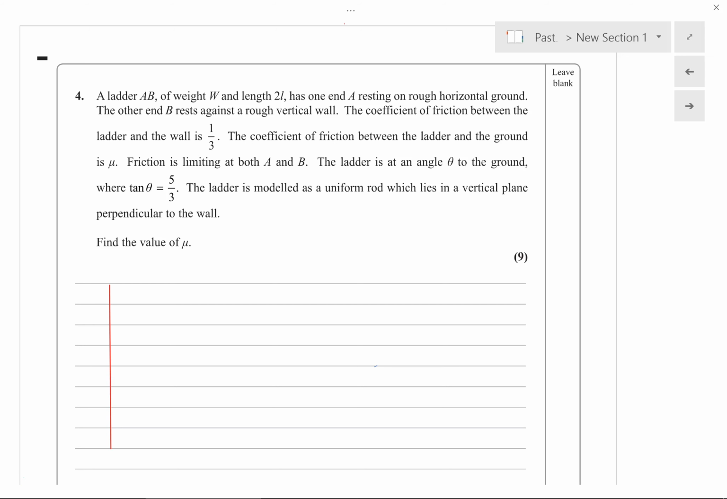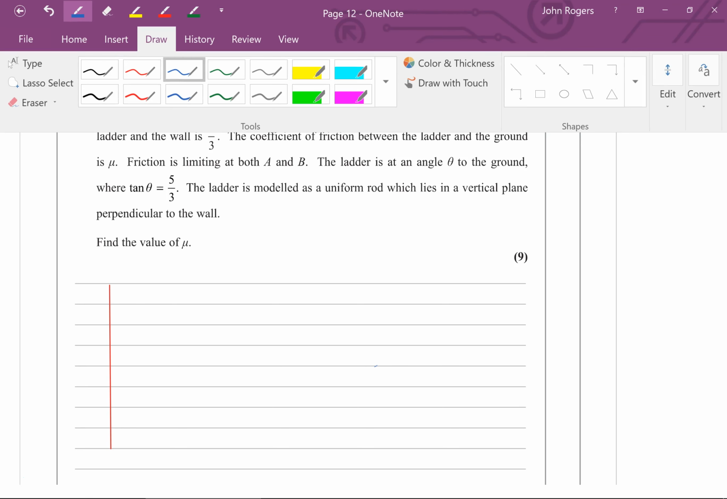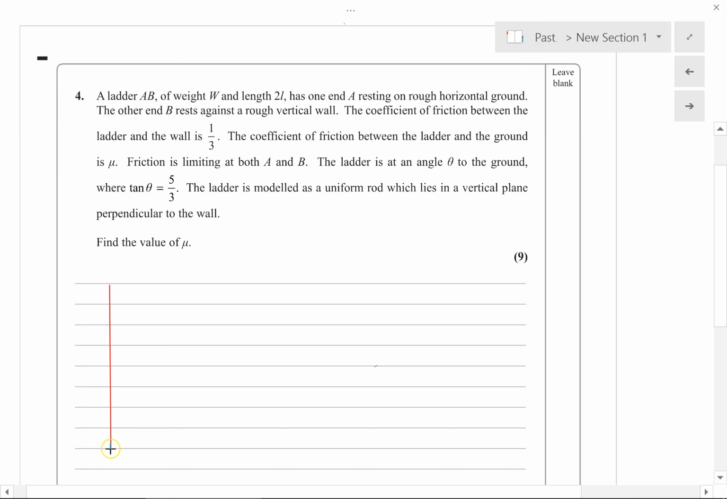So we're continuing with the June 2015 M2 paper from Edexcel. Here's question 4. It's the ladder question. Right, so let's just draw the situation. We've got a ladder against a wall. So let's draw the ladder.